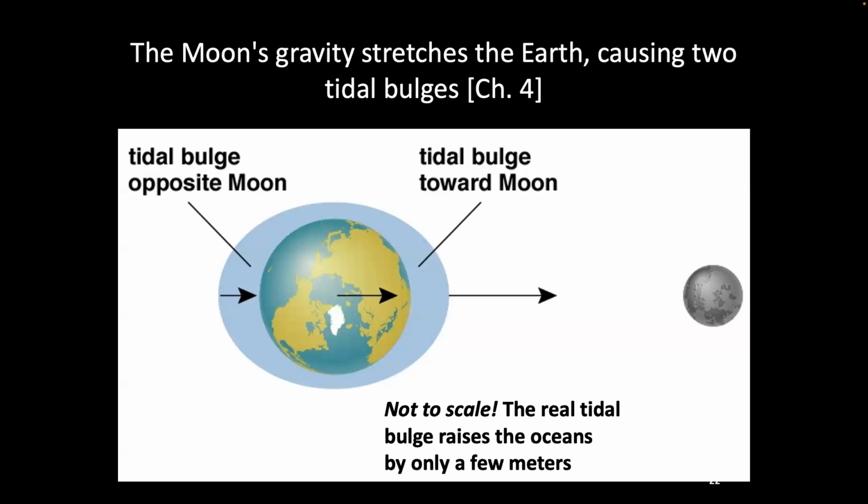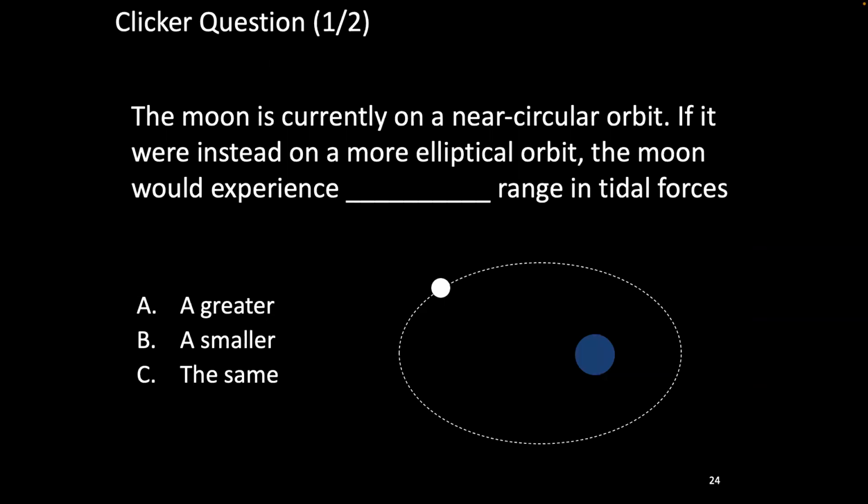Okay, so this is only important to show you that imagine you have all of this water, the shape that you end up getting, it's like an ellipse, like a squish circle again, right? Okay, so the moon is currently on a near circular orbit. If it were instead in a more elliptical orbit, would the moon experience a greater, smaller, or the same range of tidal forces?